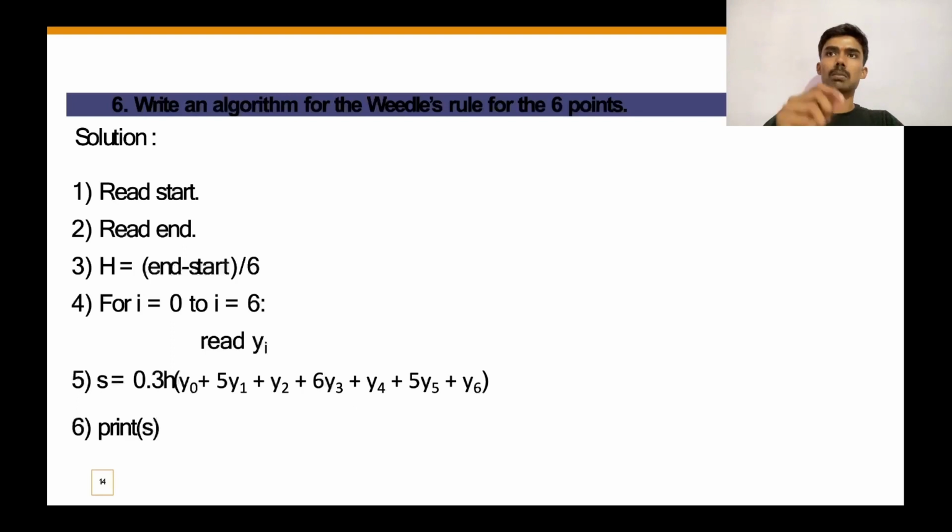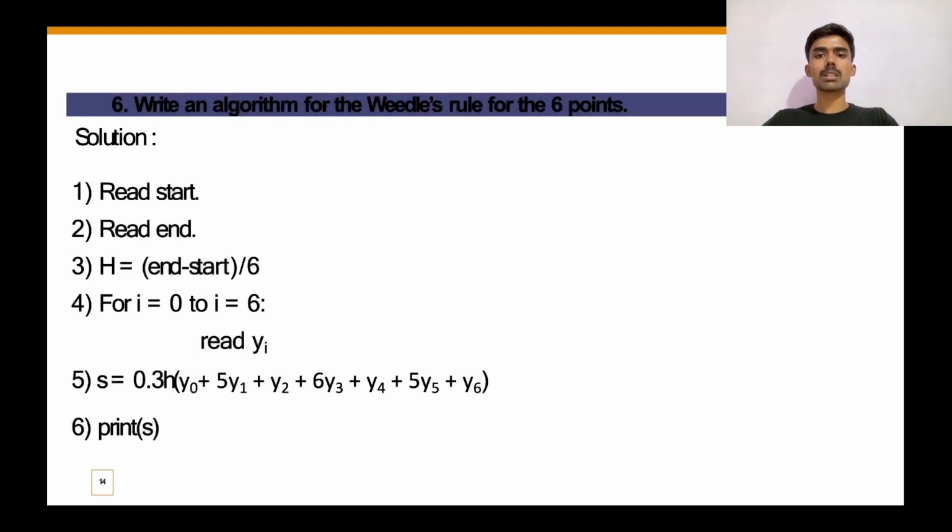Sorry, it was actually upper limit minus lower limit by n, and then we will run a for loop from lower limit to upper limit and read yi for the respective values and then put it in the expression s is equal to 0.3h into y0 plus 5y1 plus y2 plus 6y3 plus y4 plus 5y5 plus y6. The initial formula was 3h by 10, and then y0 plus y6 are written together, so it is a tweaked version of that formula, and then at the end we can print s and obtain our answer. So this is the algorithm for Weddle's rule for 6 points.